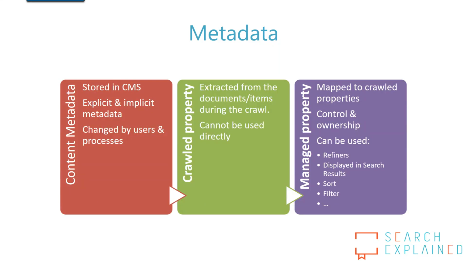And each managed property will be mapped to one or more crawled properties. And this way, you will end up having values in the managed properties from the crawled properties that get the values from your content. So this is the process of how your content metadata becomes search metadata.